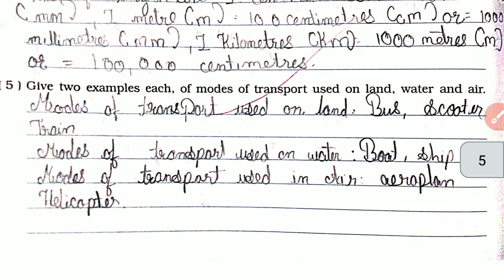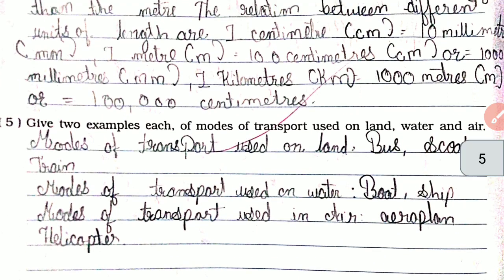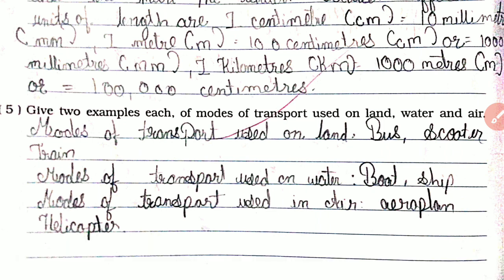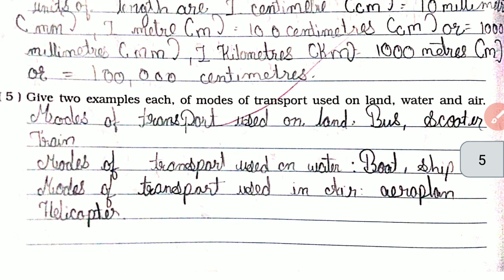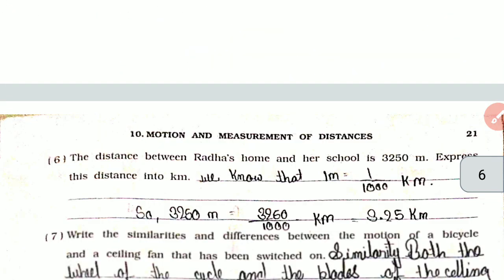Number 5. Give 2 examples each of modes of transport used on land, water and air. Modes of transport used on land: bus, scooter, train. Modes of transport used on water: boat, ship. Modes of transport used in air: aeroplane, helicopter.